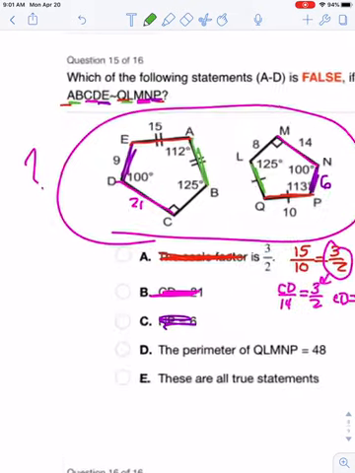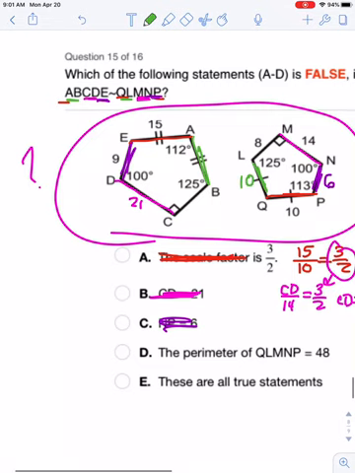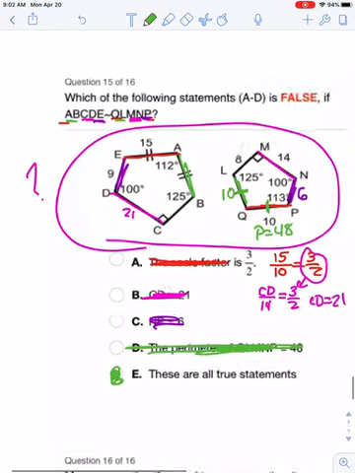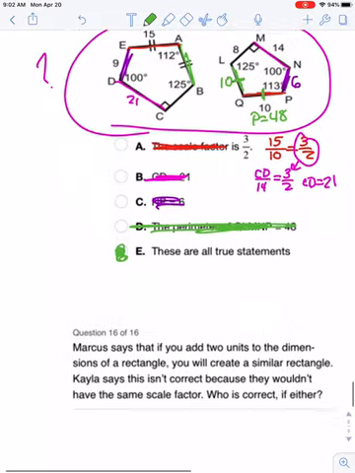Oh, almost had a brain fart. We don't even have to calculate that. Why? I almost forgot about these tick marks right here. Silly me. Alright, so let's just calculate that really fast. 10 plus 10 plus 6 plus 14 plus 8. Boom, it's 48. The perimeter of that was 48. So this was a trick question. All the statements were true. Alright, we were forced to do a lot of math. We were tricked into it.